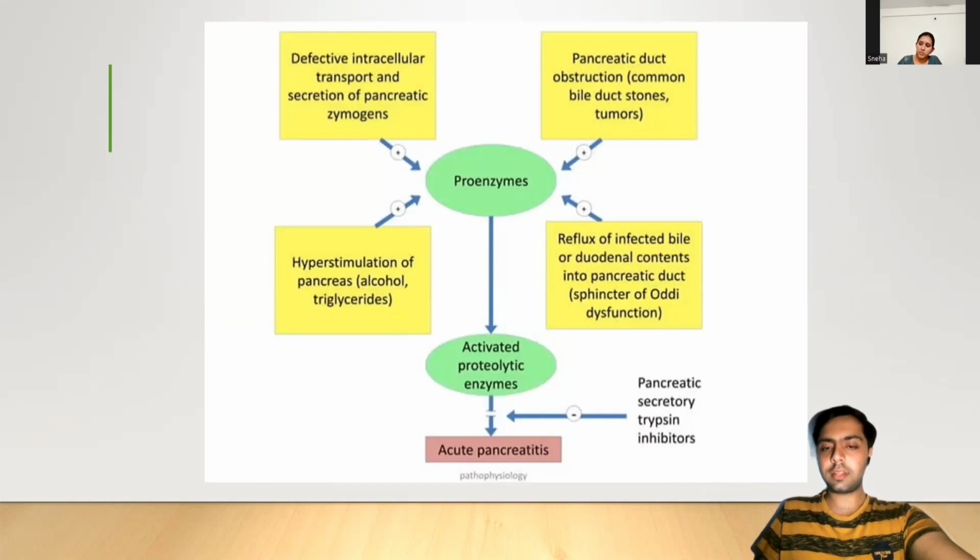Then the other mechanism we have is reflux. We have reflux of infected bile and duodenal contents, basically going back, not going to the duodenum, going back to the pancreas, which will cause this. Then we have defective intracellular transport of zymogens. Zymogens basically stimulate proenzymes. In the end, the proenzyme will cause activation of the enzymes, mainly amylase and lipase, which will again cause secretion of trypsin inhibitors. Basically, overall there is an increase in amylase and lipase, the pancreas's own enzymes, and as the pancreas cannot keep its own enzymes within itself, it will cause inflammation.